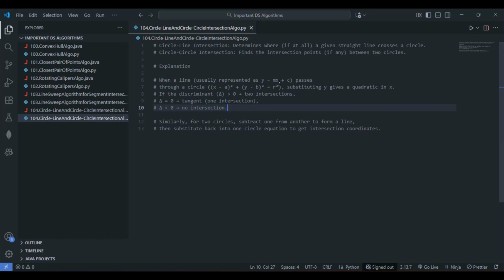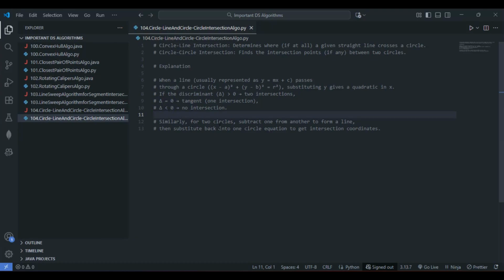First we'll go with the circle-line. When a line, usually represented as y equals mx plus c, passes through the circle (x minus a) whole square plus (y minus b) whole square equals r square, substituting y gives a quadratic in x. If the discriminant delta is greater than 0, two intersections are found. If delta equals 0, it is a tangent, one intersection. If delta is less than 0, then no intersection.